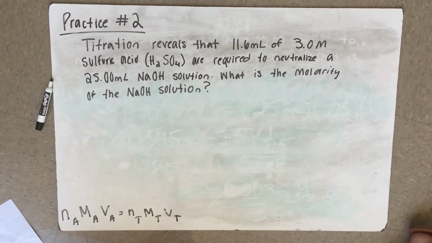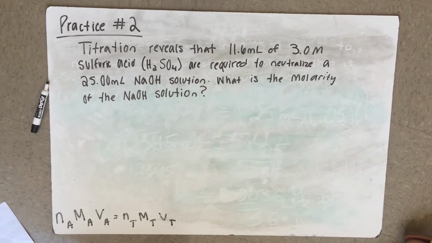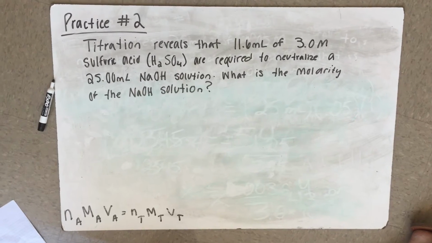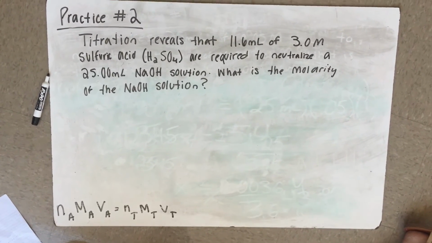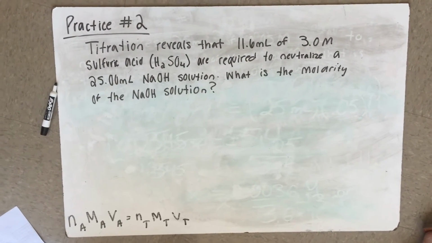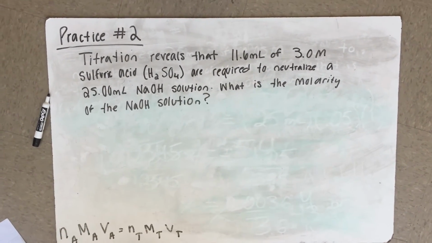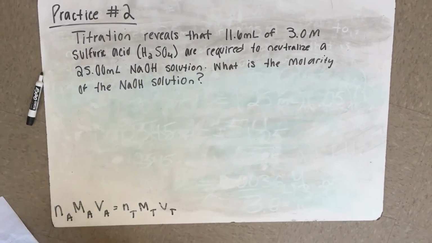Practice problem number 2. Titration reveals that 11.6 milliliters of 3.0 molarity sulfuric acid are required to neutralize a 25 milliliter NaOH solution. What is the molarity of the NaOH solution? Pause this video and then solve the problem and come back to see the solution.